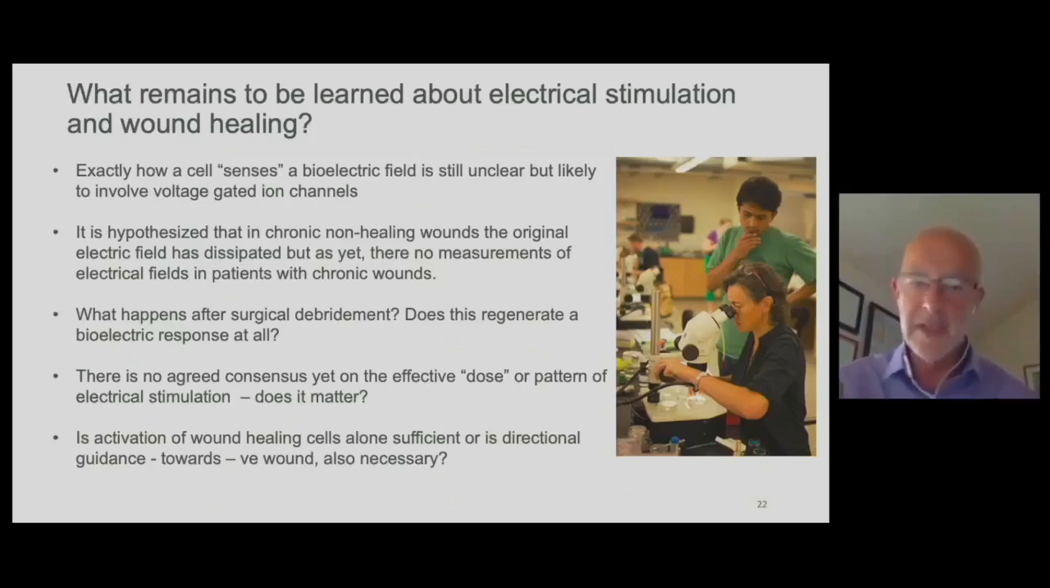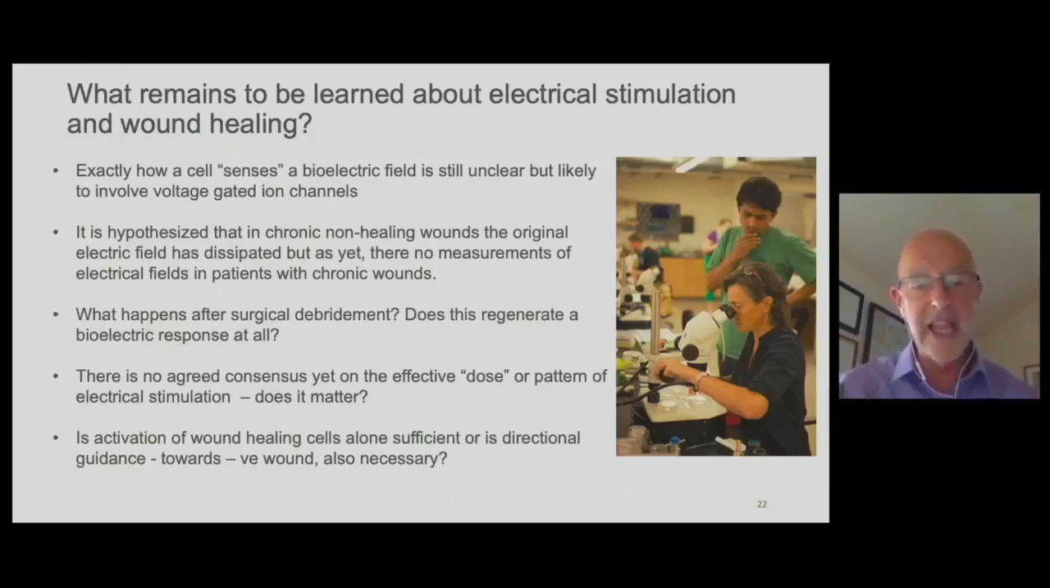Still unknown is what happens after surgical debridement. If you debride a wound aggressively, could this regenerate an electrical bioelectric response again? And could that be one of the reasons why debridement is often beneficial for wound healing? We don't know. There is still no consensus on what the best pattern or dose of electricity is, although since many different types of device work, you have to ask the question, maybe does it matter? Is activation of wound healing cells sufficient to boost the wound healing capability of tissue?